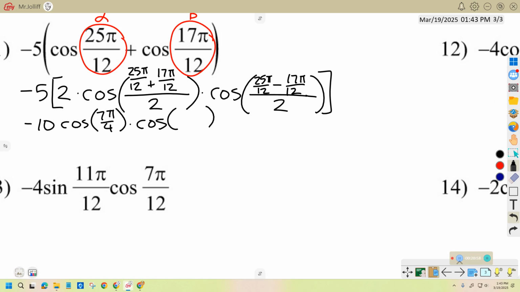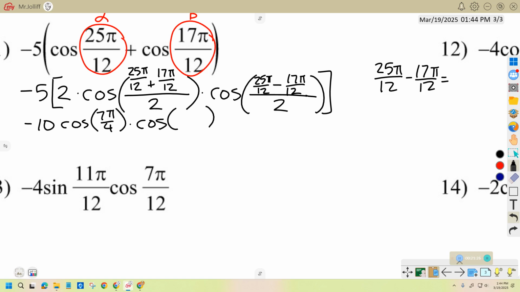Okay, so for subtraction, we're doing 25 pi over 12 minus 17 pi over 12. Why is that all weird? Wait, no, stop. That was weird. 25 pi over 12 minus 17 pi over 12.